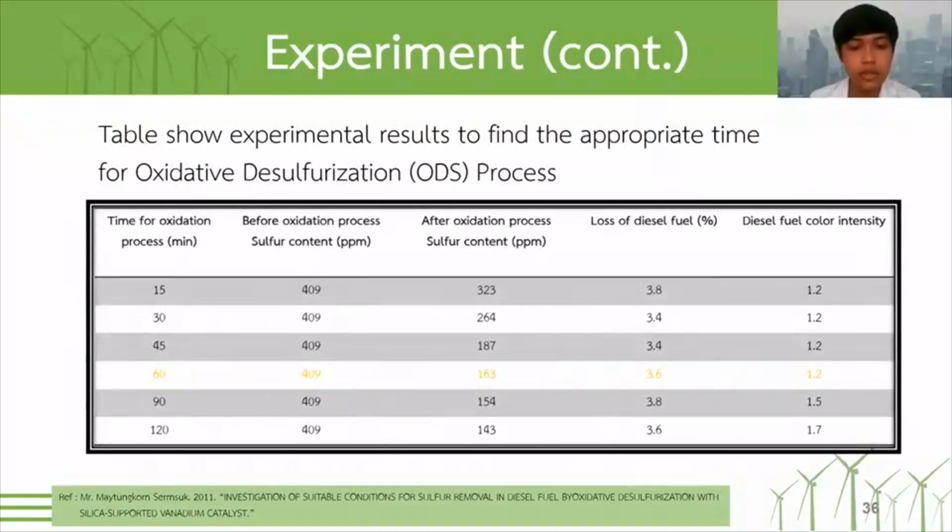And the last table varies the time for the process. In this table, we not only look at the least sulfur, but the color of the fuel is also important. So for no color change and the least sulfur, the best time is 60 minutes.